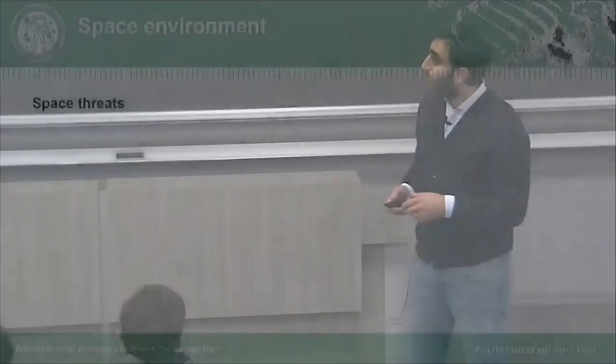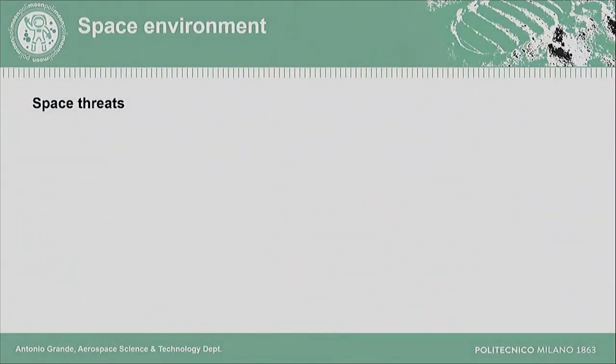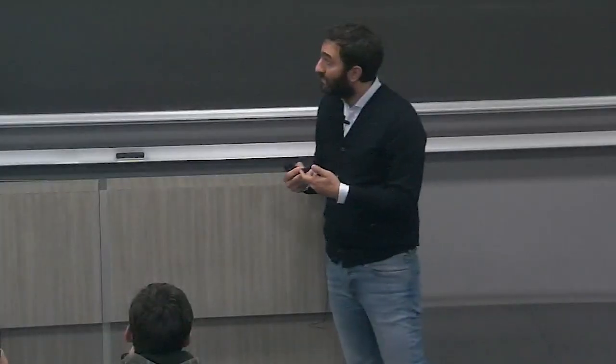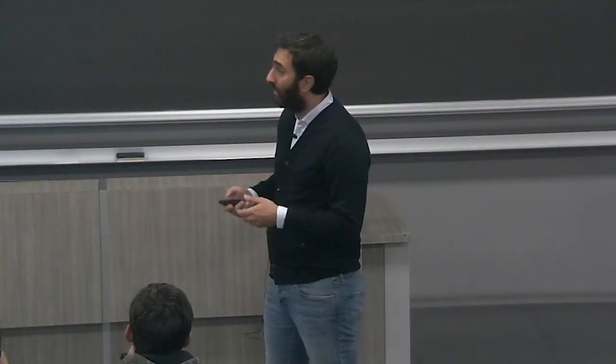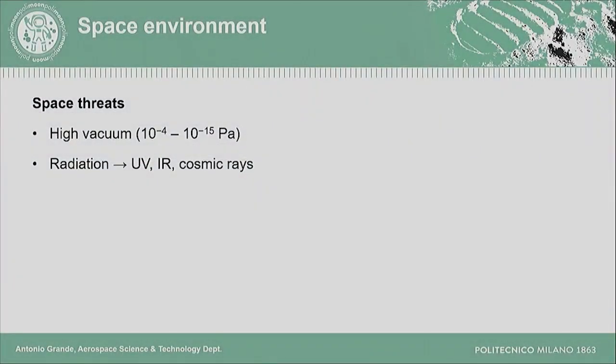But what are the threats that we find in space? We all know that space is a hostile environment for human activities. We find different threats. We have high vacuum. At this level of vacuum, the liquids in our body boil. We have radiation, so UV radiation, IR, and cosmic rays that can create damage to our immune system and DNA.